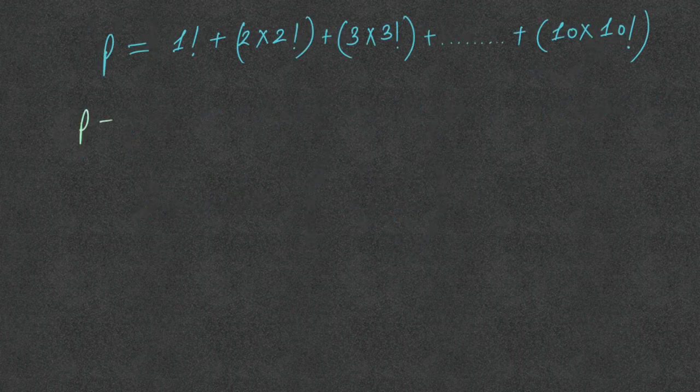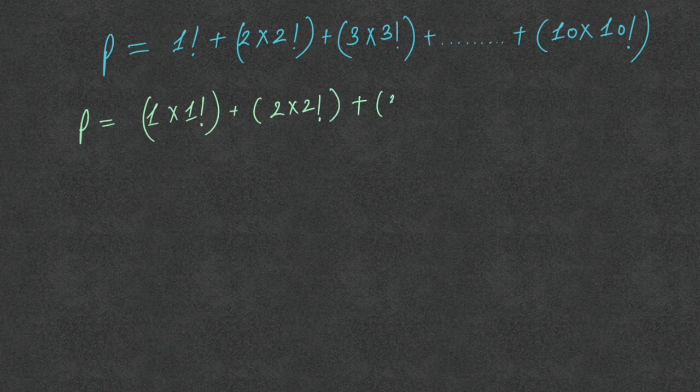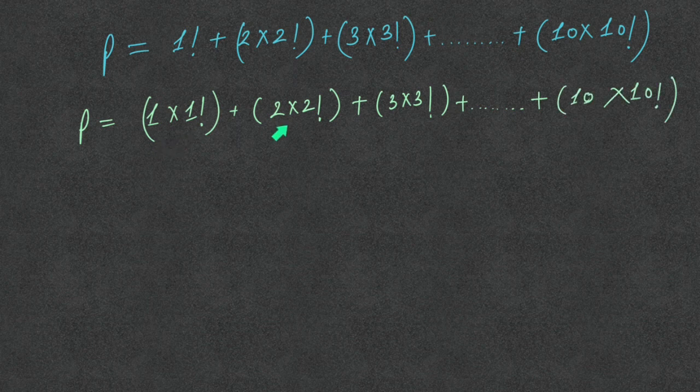Here I would like to write it as p is equal to 1 into 1 factorial for the first term, and the rest of the terms are the same. If we observe, every term here is a product of a number and its factorial. Like here 1 and 1 factorial, 2 and 2 factorial, 3 into 3 factorial, similarly 10 into 10 factorial. So n into n factorial is the generalization.